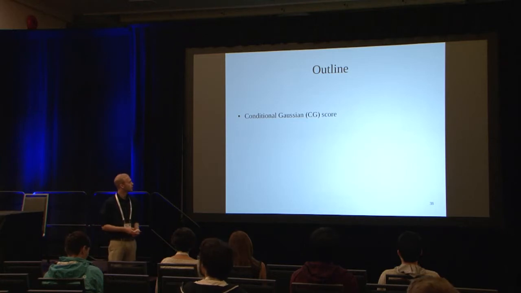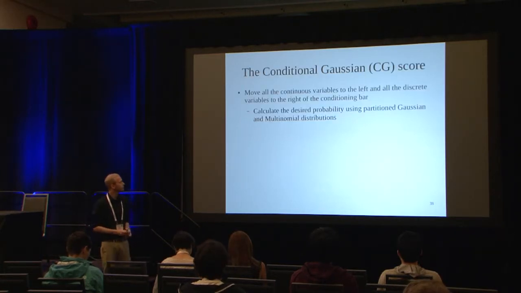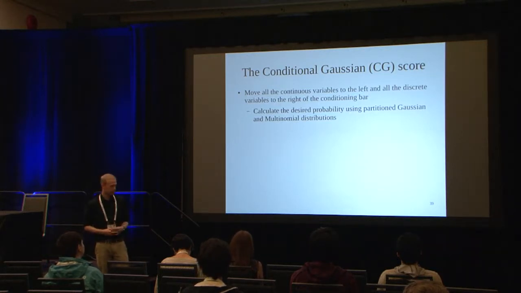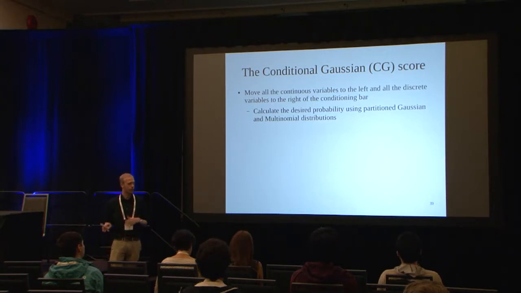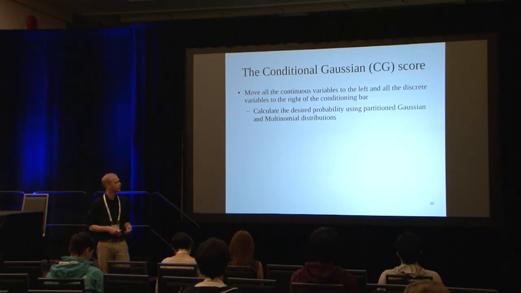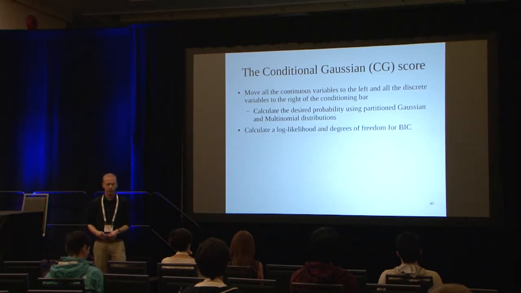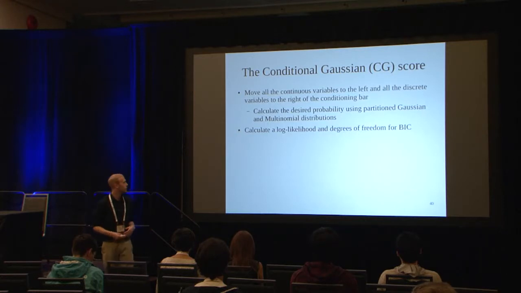score a Bayesian network. So moving on to the conditional Gaussian score, the idea here is for any given instance in the data, we want to calculate a probability for that instance, moving all the continuous variables to the left of the conditioning bar and all the discrete variables to the right of the conditioning bar. What this will let us do is formulate our probability calculations in terms of partitioned Gaussian distributions and multinomial distributions. And once we have our probabilities in this formulation, we can straightforwardly calculate log likelihood and degrees of freedom terms.